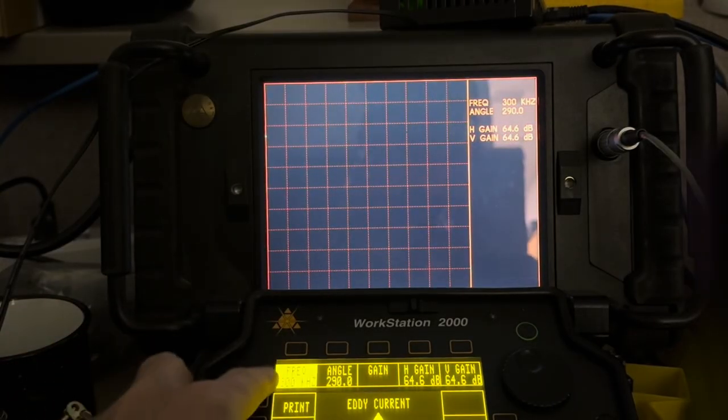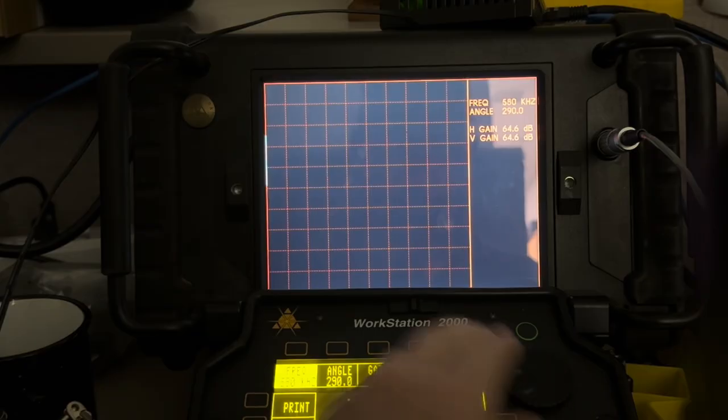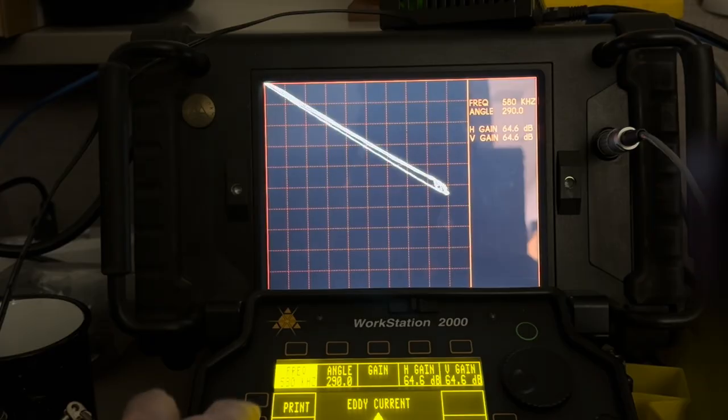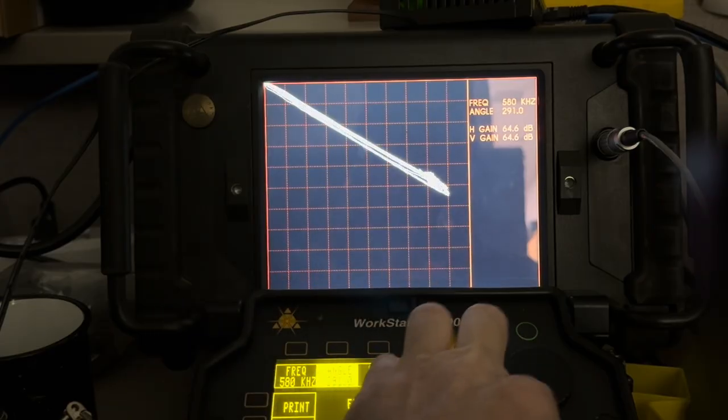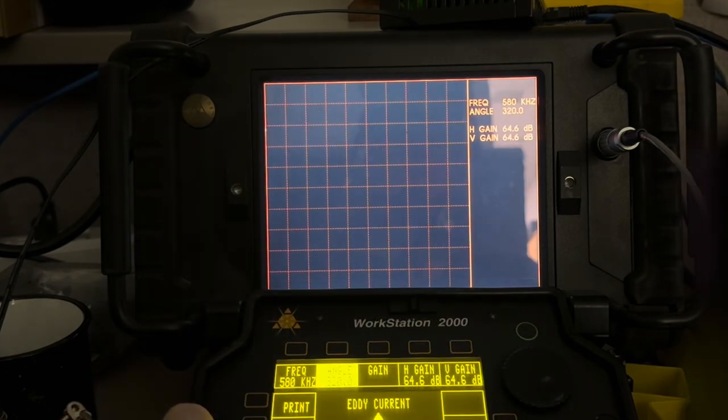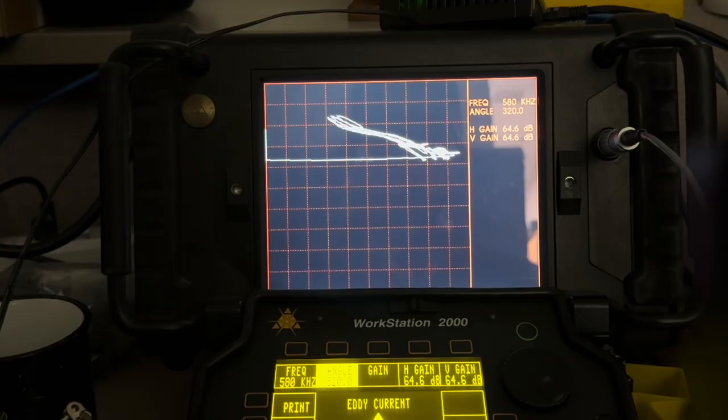What do you have to do to switch to a different frequency? Not much. You just dial in 500 kilohertz, for example. Start tapping on your part, hitting air a couple times. Go to your angle control. You're going to have air off to the left, and then you're going to have material contact, or operating point for your aluminum, on the right. And there's your crack. There's your EDM notch right there. It doesn't get much easier than that.